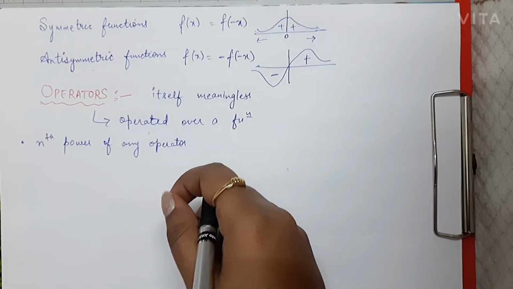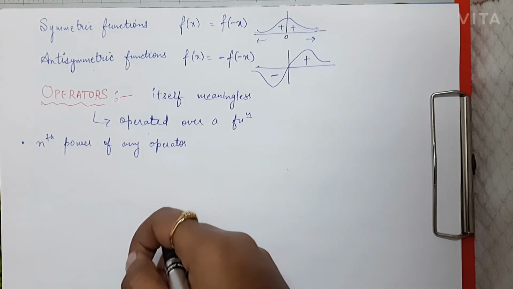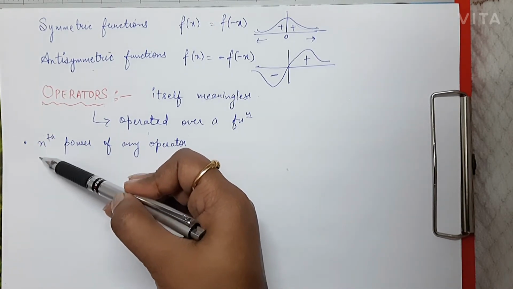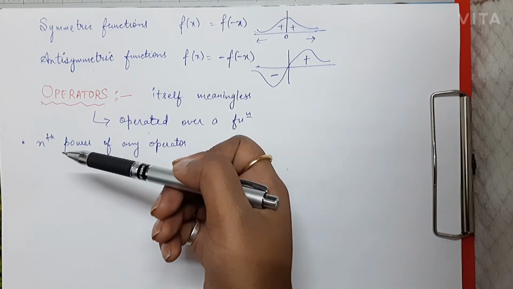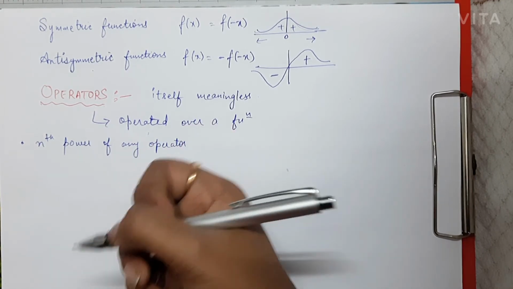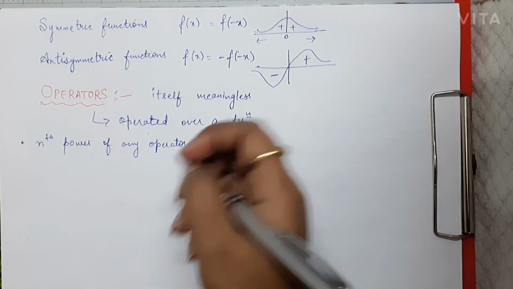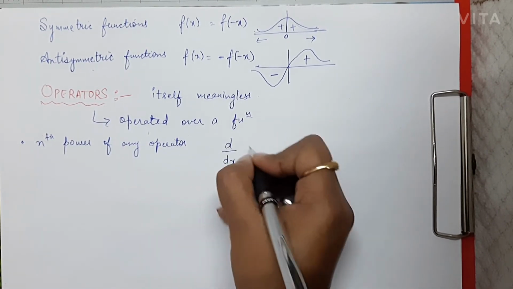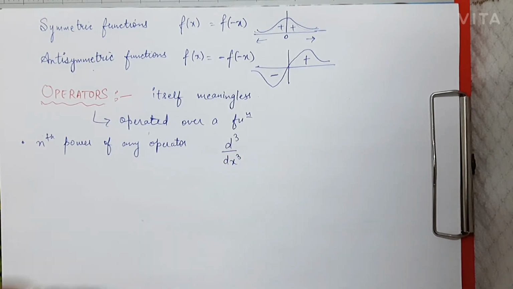Now, the next thing about operators is that if we have the nth power of any operator, then what we have to do is operate that operator n number of times. Okay, the power of the operator is going to decide how many times that operator is going to operate. For example, if we have d by dx operated 3 times, they have given d cube by dx cube.